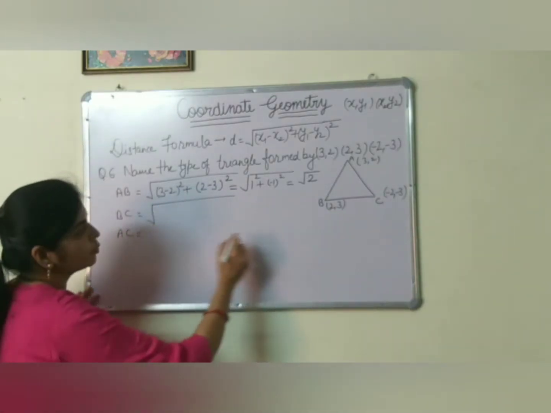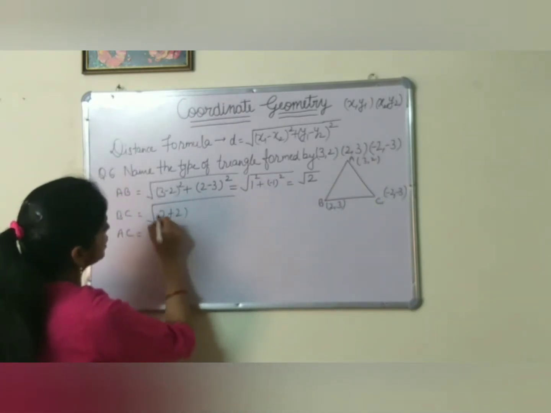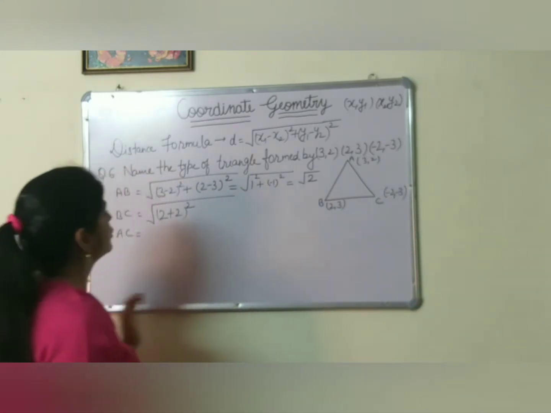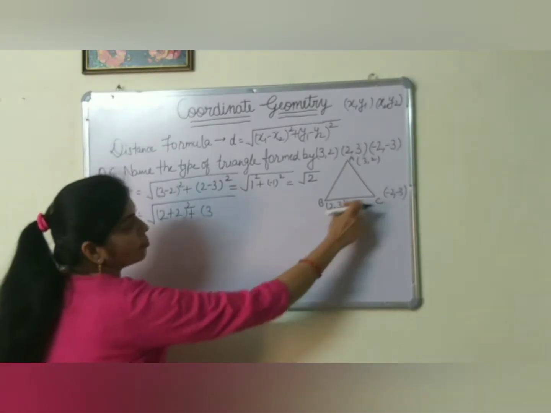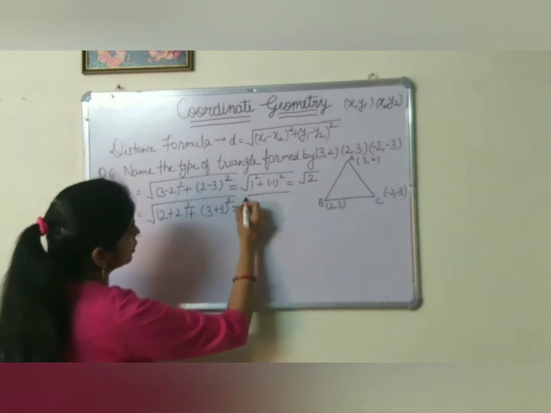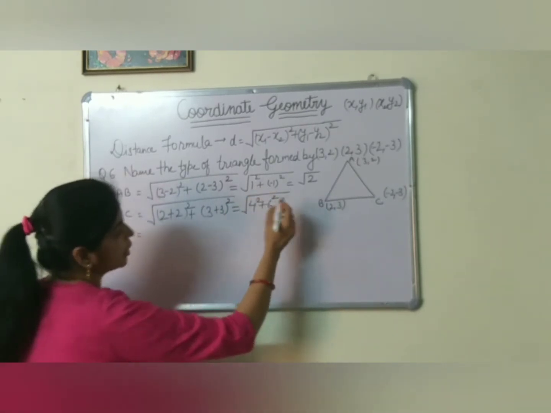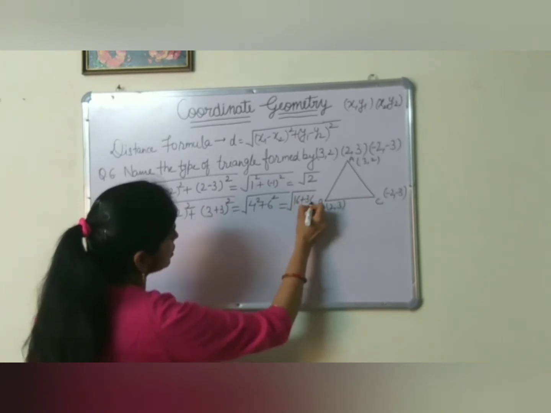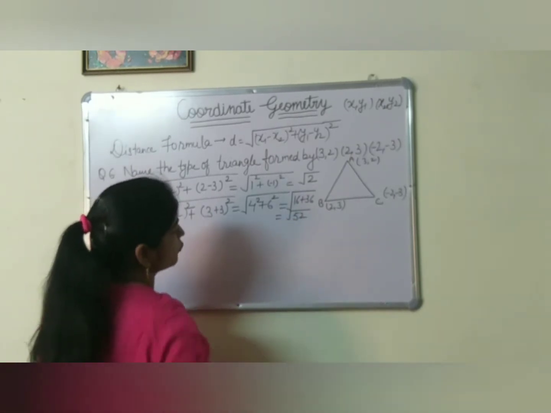Next is distance between point B and C. Distance is equal to under root of x1 minus x2 whole square. It means 2 plus 2 whole square, because first is plus 2 and second is minus 2 and their difference will be 2 plus 2 whole square, and second is 3 minus then minus 3 and it will be 3 plus 3 whole square. It is equal to 4 square plus 6 square and it will be 16 plus 36 and it is equal to 52, under root 52.